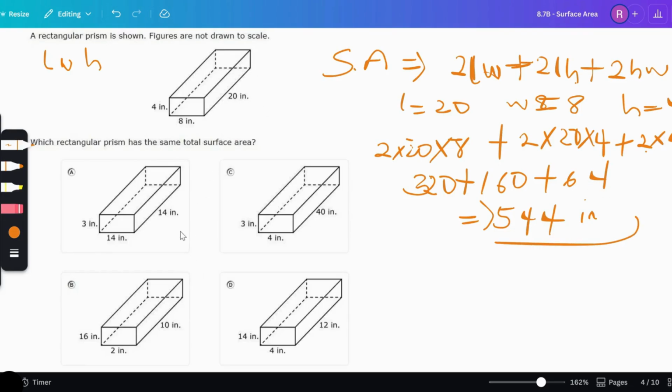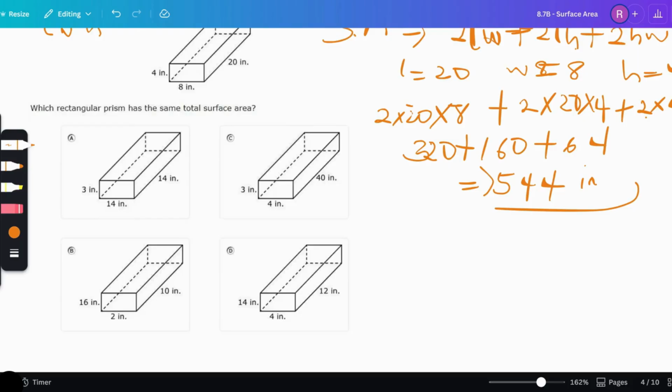So now we need to look at the options. When you calculate the total surface area of each of the options here, each of these given rectangular prisms, which one has the same value as 544? So when you calculate this, I have calculated it.